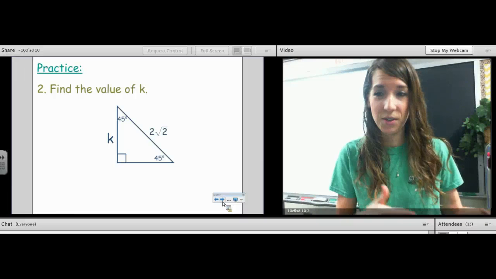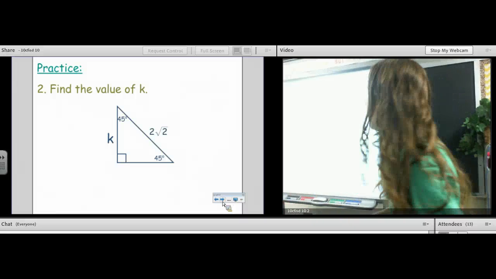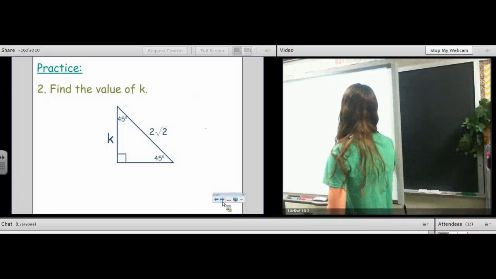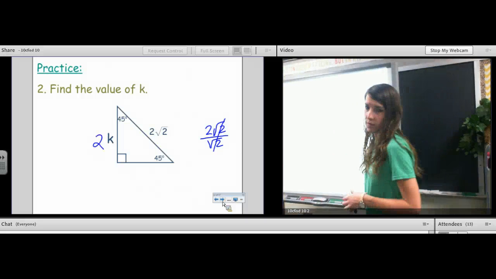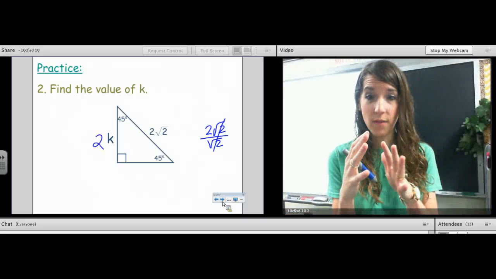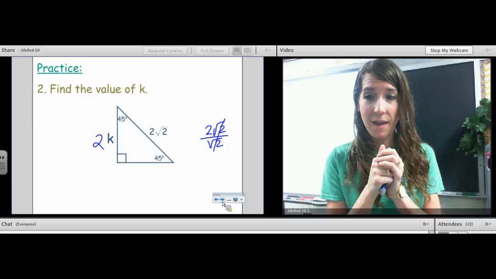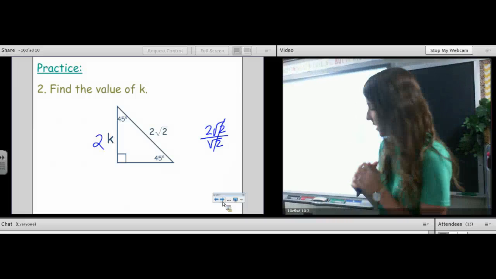2 root 2. Technically, although I know you're not really doing this, technically you're dividing by root 2, and they cancel, and so that side is 2. I know you're just looking at the number in front of the radical, but that is what you're actually mathematically doing, and you're going to need to know that for later.